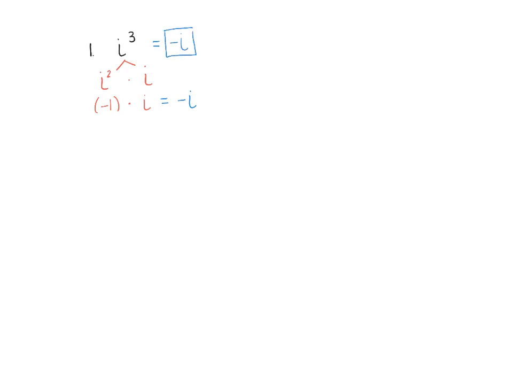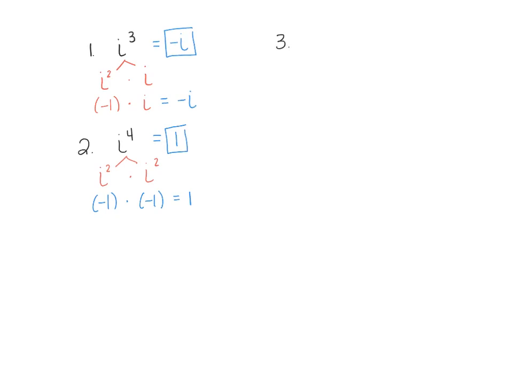Now let's look at i to the fourth power. Again, we can use i squared here. We can think about this as i squared times i squared. And we can replace both of those i squareds with a -1. So -1 times -1 is +1. So i to the fourth is equal to +1. And we could just keep going from here.